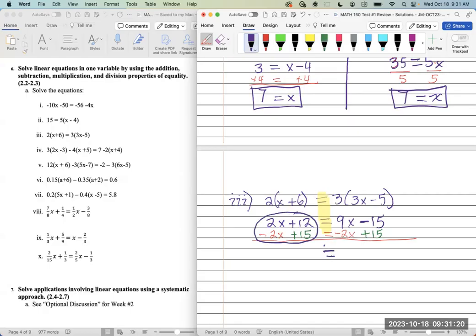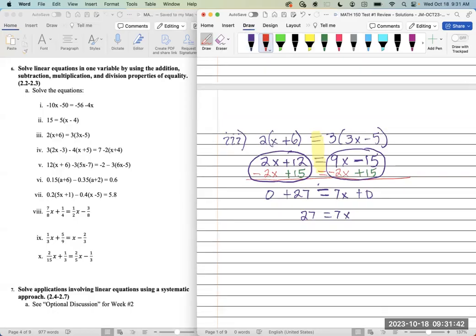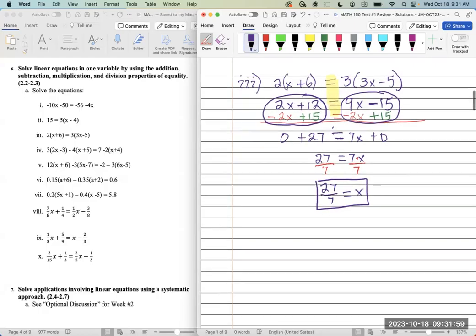This left side here becomes 0 plus 27. This right side here, 9x minus 2x is 7x. So what I've really done is given myself 27 is the same thing as 7x. I need x by itself. What's blocking that goal is multiplication, so I choose to divide by the coefficient. I'm dividing by the number in front of my x. So 27/7 is the value of x that will make that equation true.